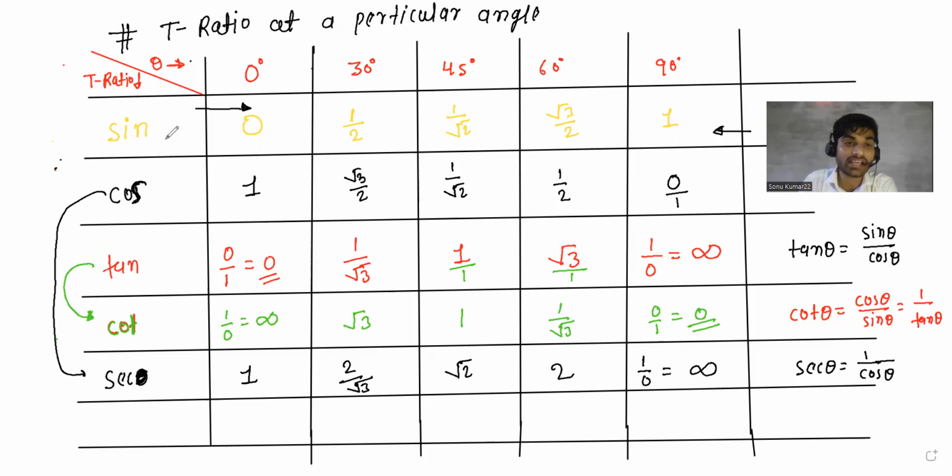Okay. And the last one is the reciprocal of the sine theta. You know that sine reciprocal is cosec. We have to remember the reciprocals: the reciprocal of sine is cosec.